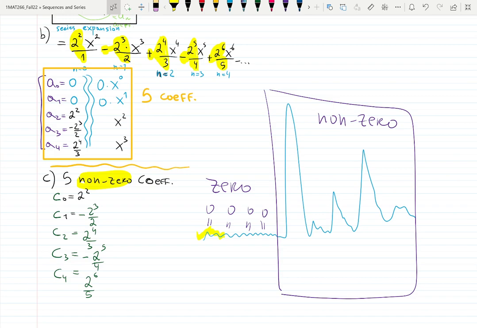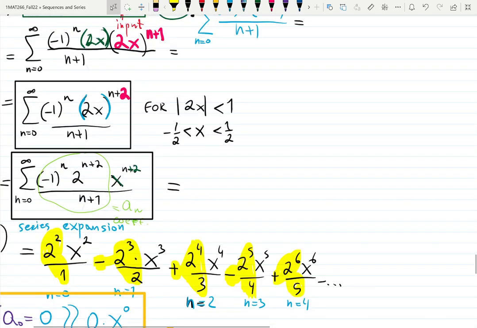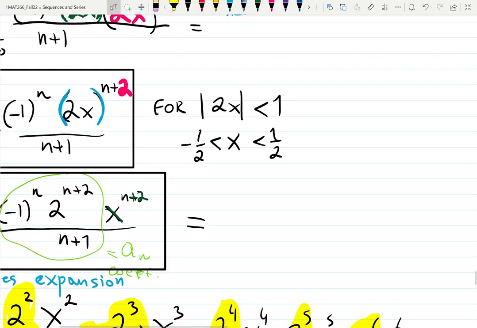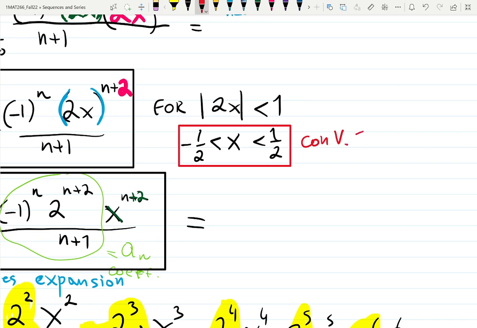Probably we should go back and write down over here, when we did this inequality, just to have a good note. When we found that x is from -1/2 to 1/2, that is called a convergence set. We know that, that's not new. Convergence set: radius is 1/2, center is 0.